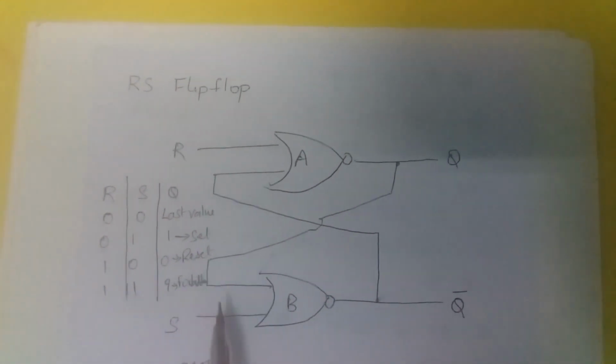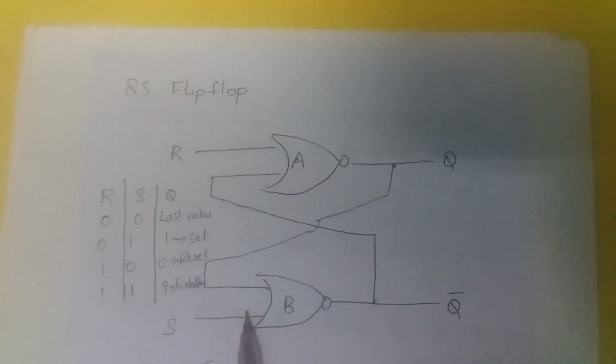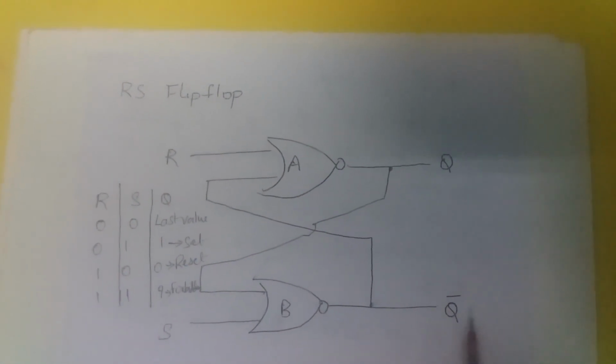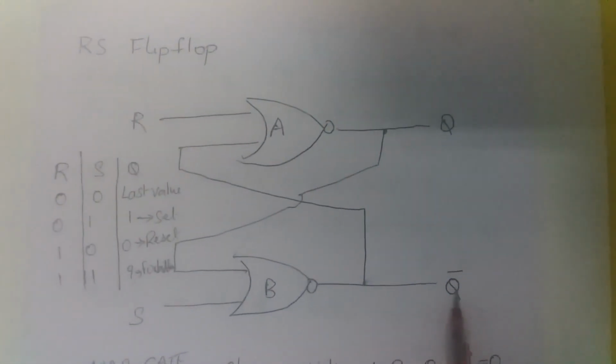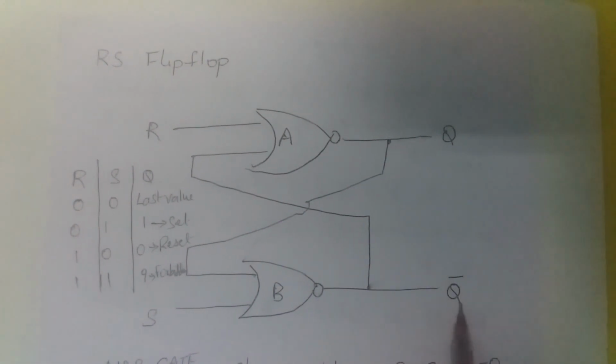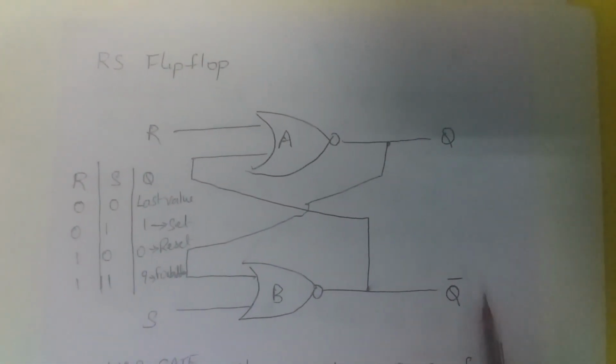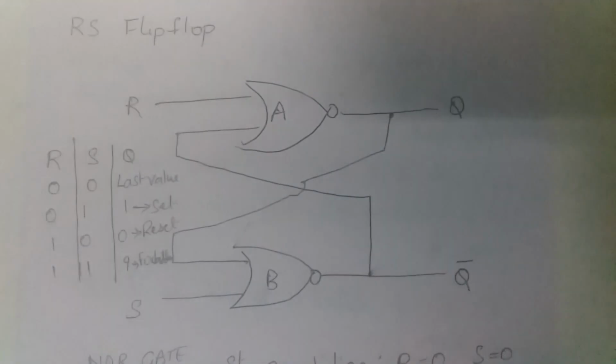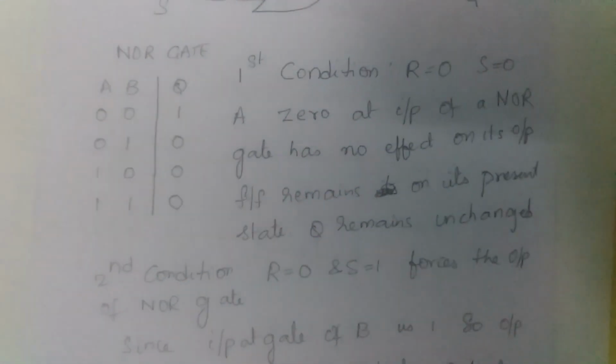Now when R and S are both high, what happens? Q and Q bar both go to the low state, which is a forbidden state, because the basic flip-flop operation is that one output is the complement of the other. That is what is explained here.